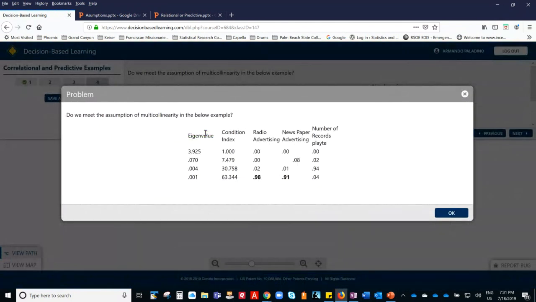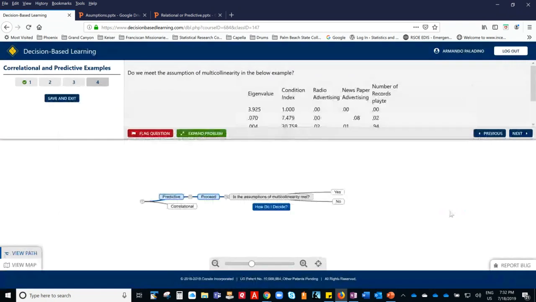In this case, it's something we already saw, but I want to repeat it. Do we meet the assumption of multicollinearity in the example below? You see radio advertising and newspaper advertising are highly correlated. I want to know if I can predict the number of records played by the amount of advertising. It looks like radio advertising and newspaper advertising are highly correlated. So do we meet the assumption of multicollinearity in the example below? Yes or no? Yes. Okay.